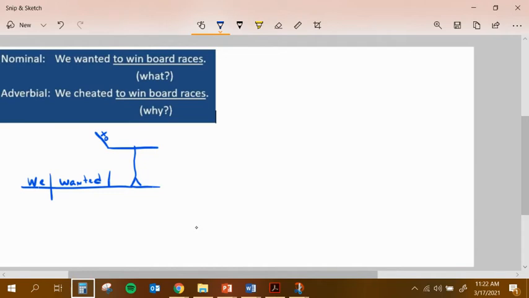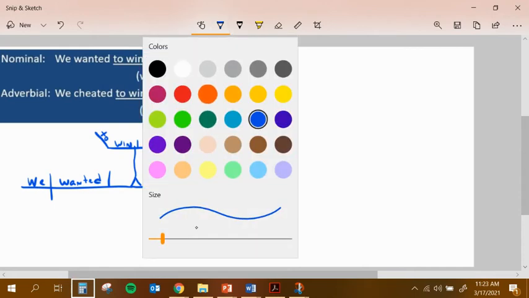So we come down with to, over with the word win, and we're trying to win races. And what kind of races? Well, they are board races, something that we hopefully will be able to do shortly in our grammar class. Now, the second one is adverbial. If I diagram the second one, I'll put them in a different color.